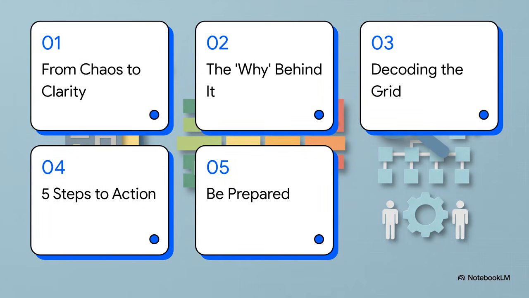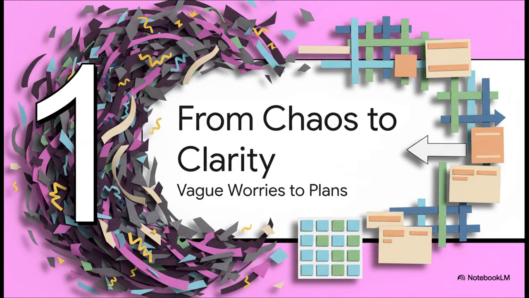Here's how we're going to do it. First, we'll go from chaos to clarity, turning those vague worries into actual plans. Then, we'll dig into the why this tool is so critical. After that, we'll decode the grid itself, walk through 5 simple steps to put it into action, and wrap up by showing you how to make preparedness your team's new superpower. Let's get into it.